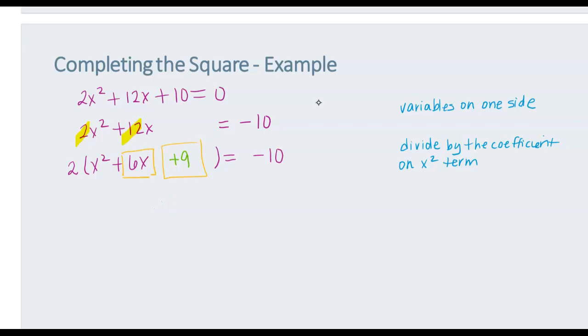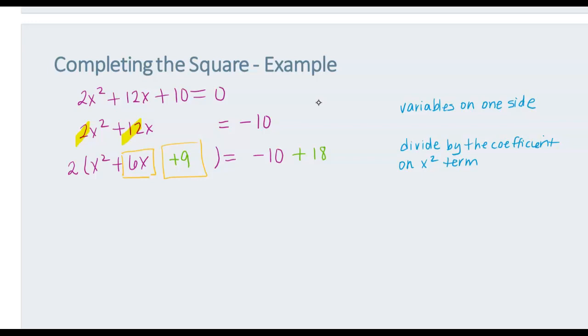We need to remember, though, that I've added a number onto the left-hand side, and to keep my equation balanced, I have to add something to the right-hand side to balance it out. Now, it looks like we added a 9, but really, that 9 is being multiplied by this 2 on the outside, so really what we added overall was an 18. So I'll add 18 to the right-hand side to keep the whole equation balanced.